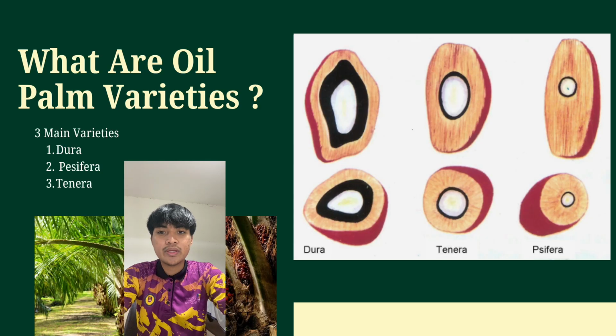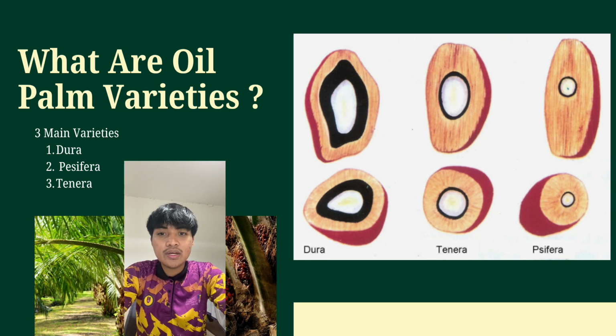There are three main varieties of oil palm, which are Dura, Pisifera, and Tenera. These varieties are mainly differentiated based on shell thickness, mesocarp content, and oil content inside the fruit. The mesocarp is the fleshy part of the fruit that contains palm oil.